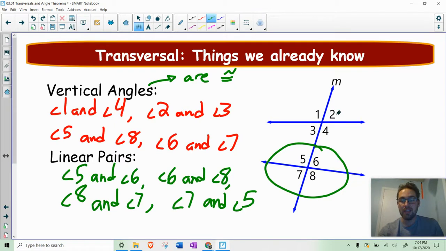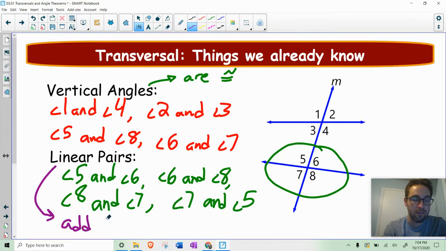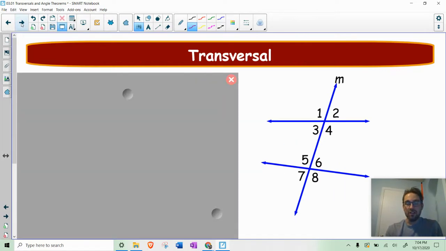If you're looking at the top part, those angles 1, 2, 3, and 4 have linear pair relationships as well. And remember, linear pairs are supplementary, so they add to 180 degrees. Those are relationships we already know. Some new ones, when we have two lines cut by a transversal, we have other ways that we can compare angles. So the first thing we're going to do is just start looking at some of these relationships and naming them.